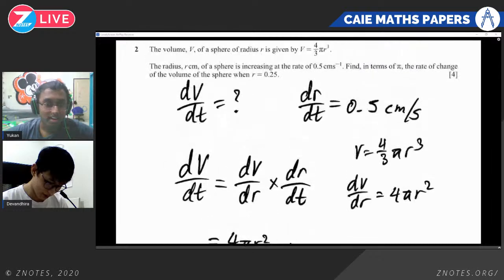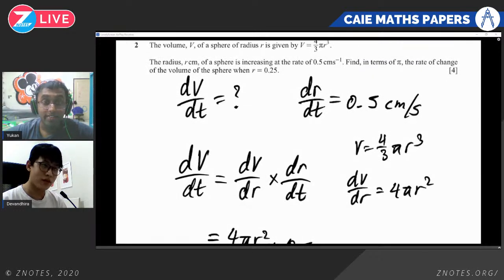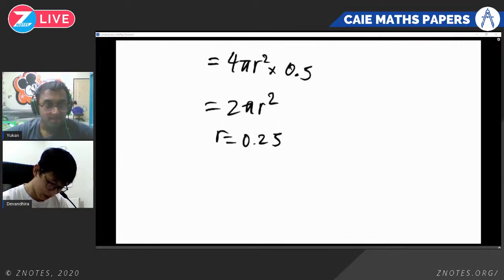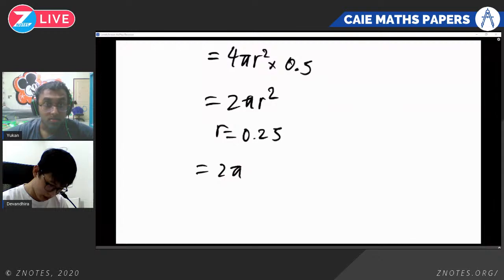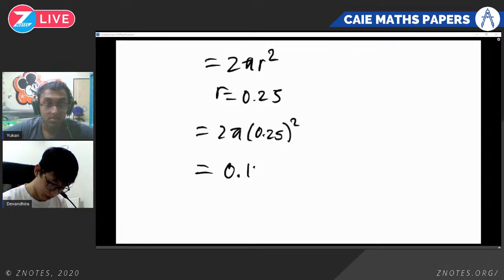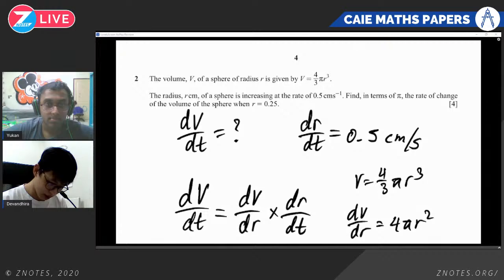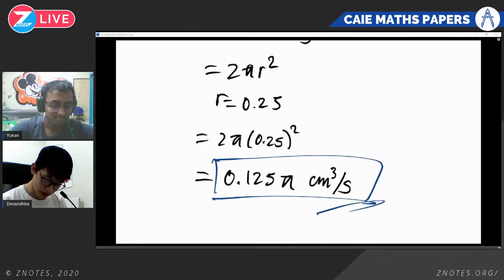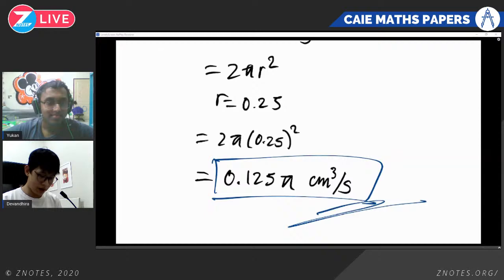The question says r is 0.25. Exactly. That means we have to plug in 0.25 for r. So let's do that: 2 pi multiplied by 0.25 squared. And at this point, you can just use your calculator and evaluate this. The answer is just 0.125 pi. And don't forget the units. This is the rate of change of volume, so it's centimeter cubed per second. And don't forget to box your answer. Everything okay so far?